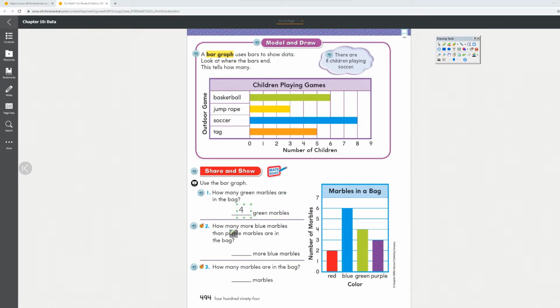Number 2, how many more blue marbles than purple marbles are in the bag? Well, for this one, you're going to have to do some subtraction. So you want to start with the bigger number first. So how many more blue? And we can see blue is the bigger number, so 6. Let's start with 6, which is blue. And then we're going to subtract purple, which is 3. See? 3 here meets the purple. So 6 minus 3, and that's going to give us the answer, which is 3.